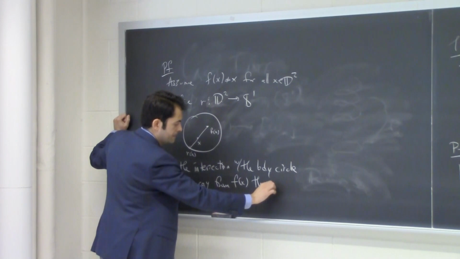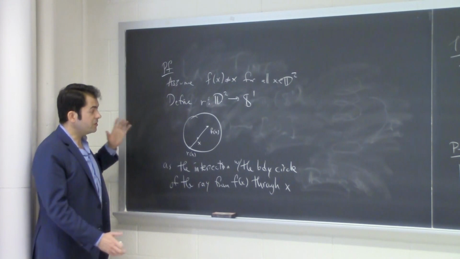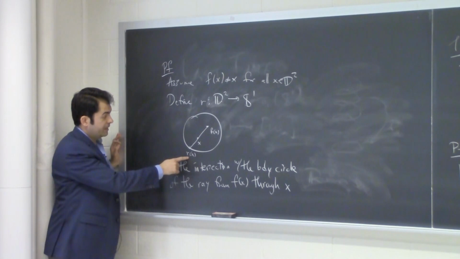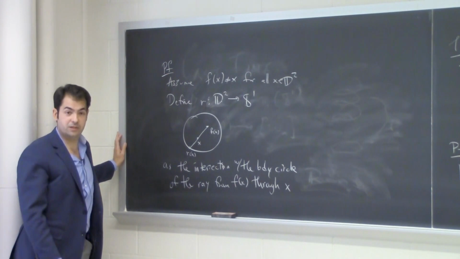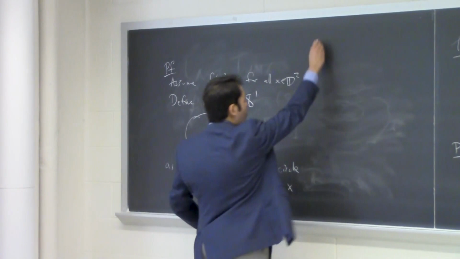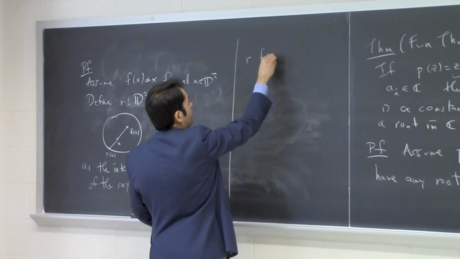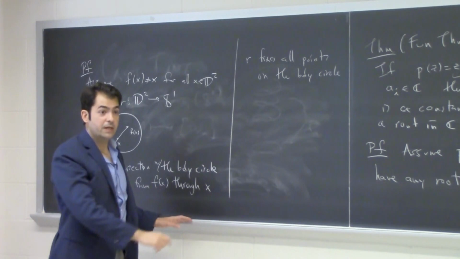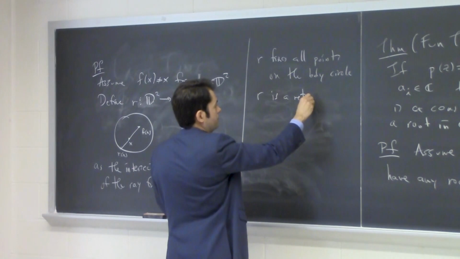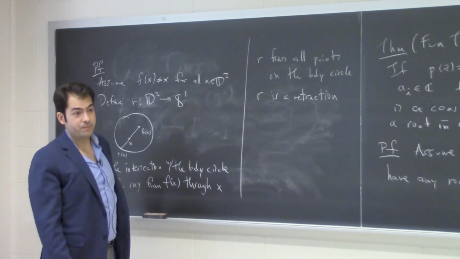Okay? So it's easy to see that R of x is continuous. Because if you were to move x a little bit, then by continuity of f, that's just going to move f a little bit, and then the ray is only going to move a little bit. So I'll let you write down details if you feel so inclined. But here's an important property of the way we defined it: R fixes all points on the boundary circle. Right? So in terms that we talked about before, R is actually a retraction. Okay? So that's a problem.